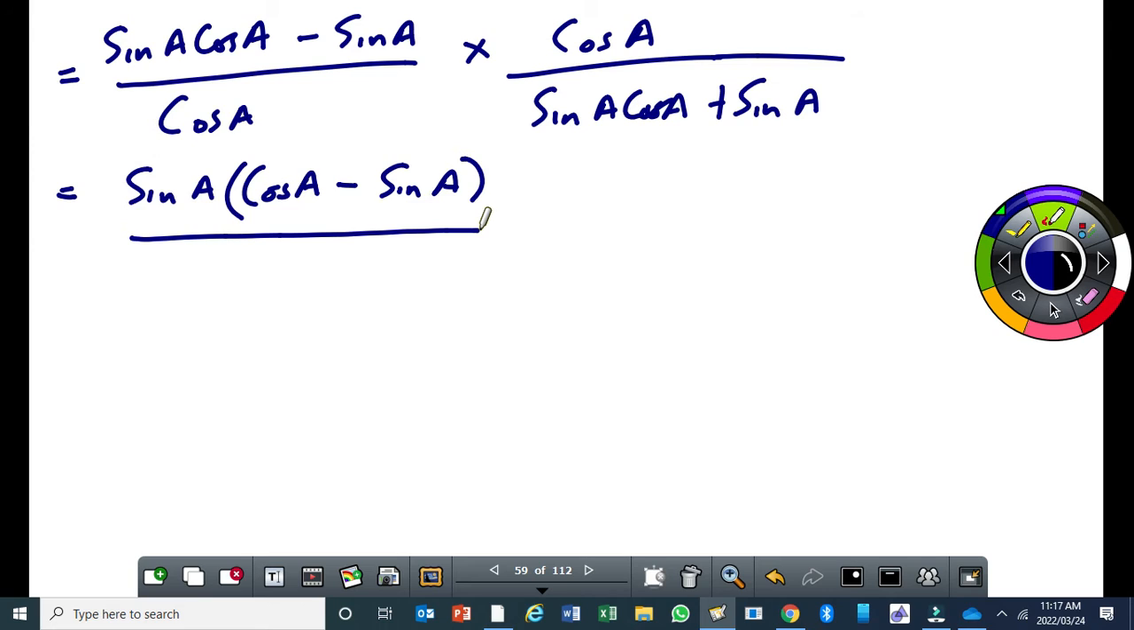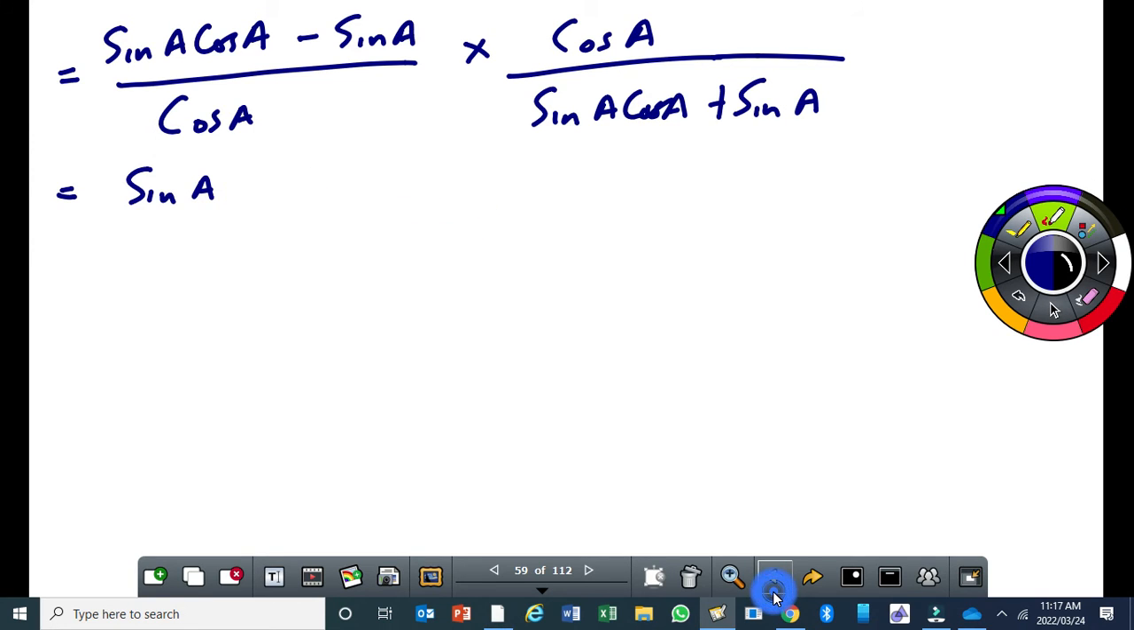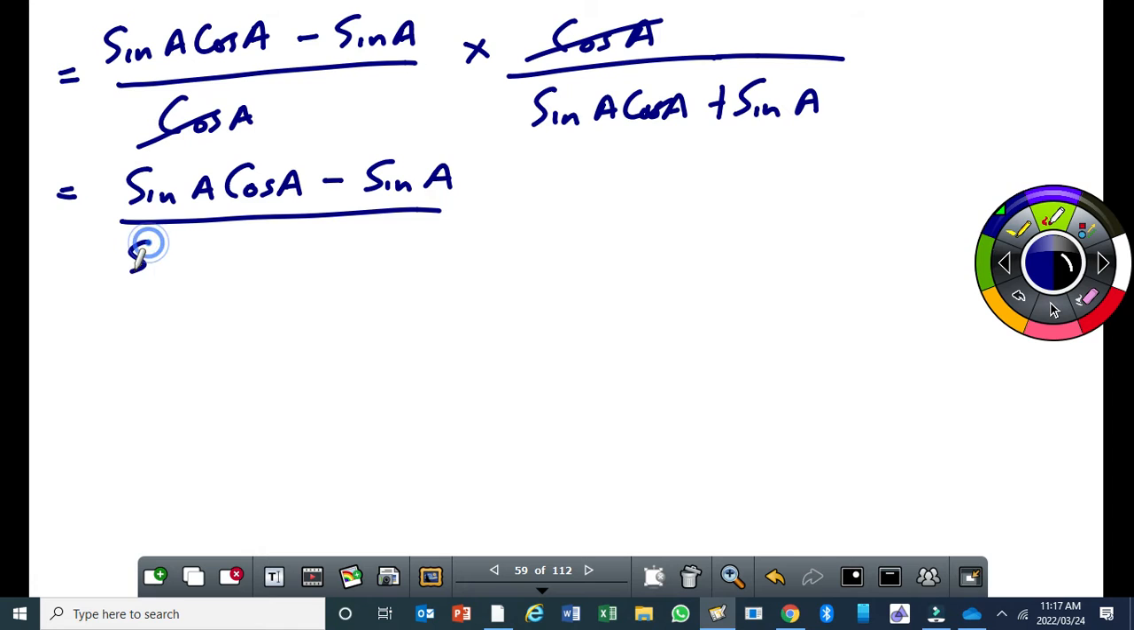Oh, okay. Sorry, I put the bracket here. So that's sine A cos A minus sine A. These two will cancel out. This will be all over sine A times cos A plus sine A. All right.